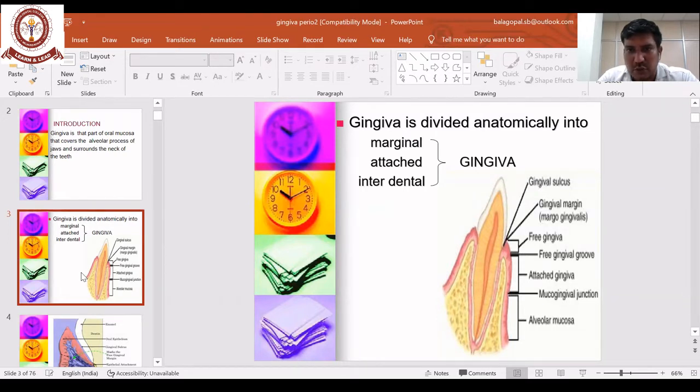So when we see an oral mucosa, we can see the buccal mucosa and the gingival alveolar mucosa. The alveolar mucosa is composed of gingiva. The separation between the buccal mucosa and the alveolar mucosa is called the mucogingival line. So we'll see about what are the parts of the gingiva.